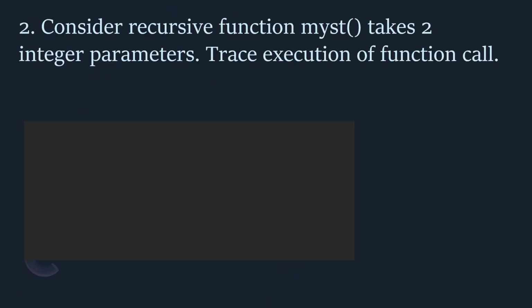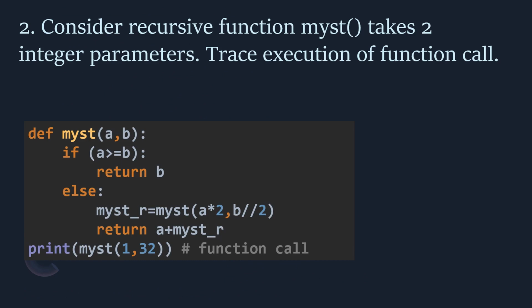Now consider the recursive function mist, which takes two integer parameters. Now trace the execution of the function call. Now you can see the function is defined like this. It's having two parameters a and b, and the base case is like this. If a is greater than or equal to b, then it has to return b. Else this function is called over here.